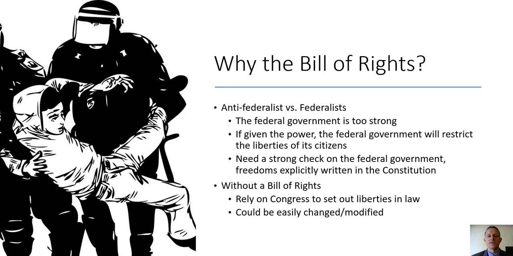This goes back to the Anti-Federalist versus Federalist debate that we discussed a few weeks ago. Remember, the Anti-Federalists pushed really hard for the incorporation of a Bill of Rights because they argued that the federal government is too strong, and because it is so powerful, the federal government will inevitably restrict the liberties of its citizens at some point in time. Because those in power generally feel that they know best, somebody will come along who will feel that it's either in their own interest, the country's interest, or the government's interest to restrict the liberties of citizens. And so therefore we needed a strong check on the federal government: freedoms explicitly written in the Constitution.